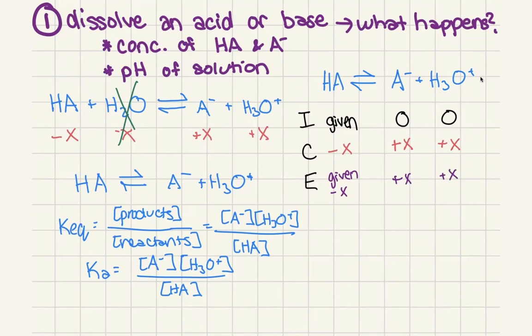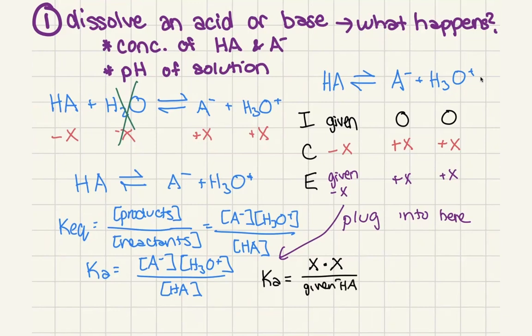Now we can say these are our equilibrium concentrations, and the Ka is going to use the equilibrium equation. So we can take that Ka equation and say Ka is equal to our conjugate base concentration, which we said is X, times our hydronium concentration, which is also X, all divided by your given acid concentration minus X. So this is going to equal X squared over the given acid concentration minus X.